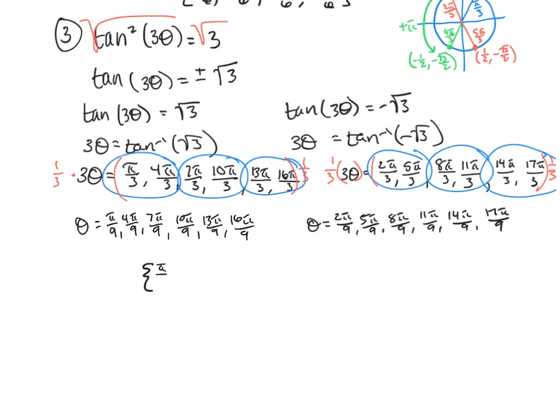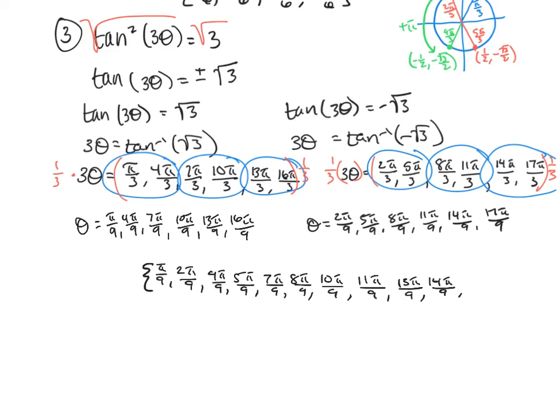So we're going to have pi over 9, 2 pi over 9, 4 pi over 9, 5 pi over 9, 7 pi over 9, 8 pi over 9, 10 pi over 9, 11 pi over 9, thank you for sticking with me, 13 pi over 9, 14 pi over 9, 16 pi over 9, and 17 pi over 9. Woo! Absolutely love it. So this is our final answer.